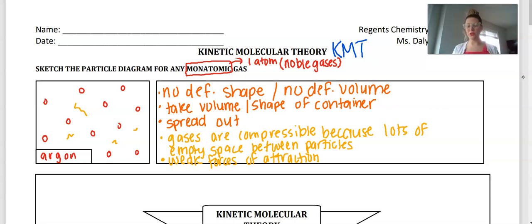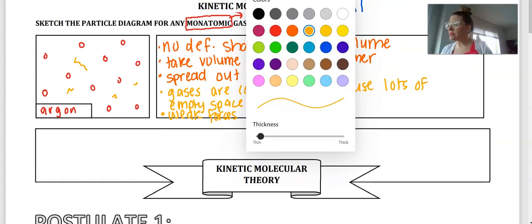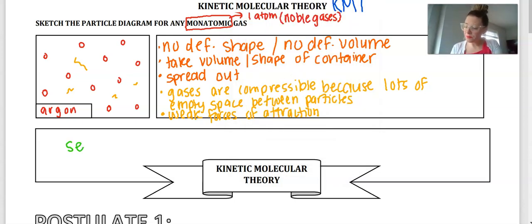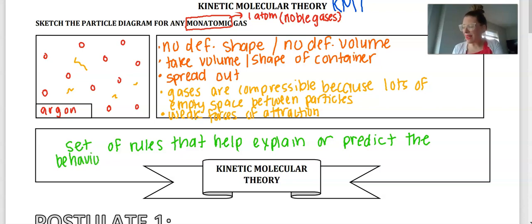All right, so a little bit of a review of gases in general, but now let's talk about what is kinetic molecular theory. It sounds kind of scary. It's really not scary at all. Kinetic molecular theory is simply a set of rules that help explain or predict the behavior of gases. So why is it that gases spread out? Why is it that gases take the shape or the volume of the container? Since we've already talked a little bit about Boyle's law, why is it that when pressure decreases, volume increases? Again, let's note that this sometimes goes by KMT for kinetic molecular theory.